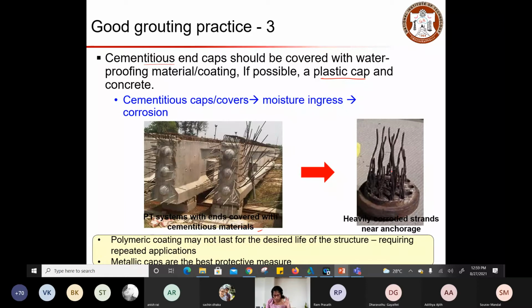When you provide a waterproofing coating, sometimes it may not last for a longer duration. So you may need to repeat the applications frequently to ensure the coating stays for longer durations. Alternatively, instead of concrete with polymeric coating, you can go with metallic caps also. That will be helpful for providing a better protection system. The metallic cap, again, should not be made using steel.